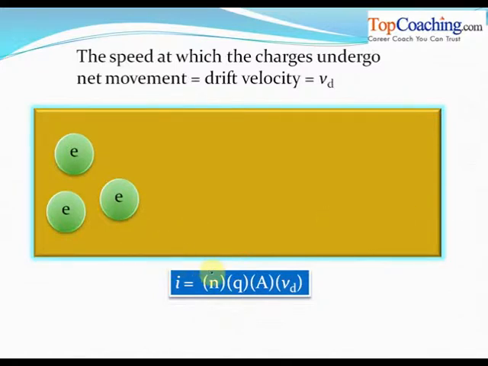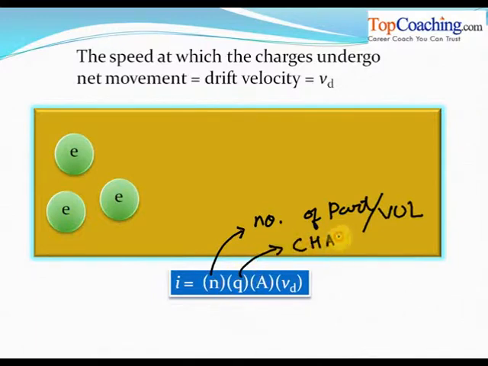In this expression, n represents the net number of charge particles per unit volume. q represents the charge on each charged particle, so it's the charge per particle. Understood? So nq represents the net charge present per unit volume in the conductor, isn't it?